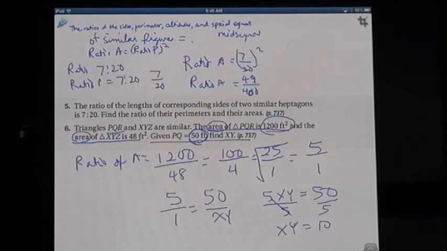Okay, these are some examples of some kinds of problems that you will have on the quiz.